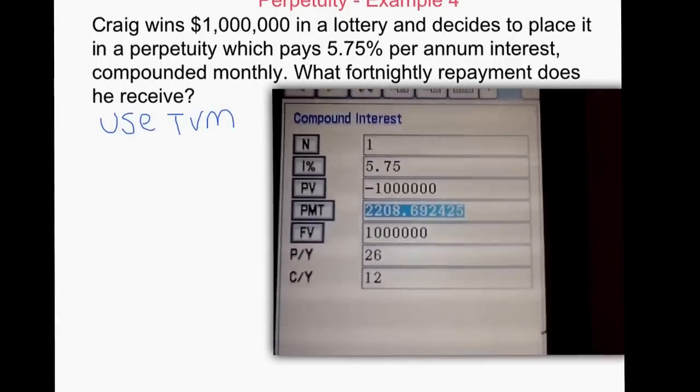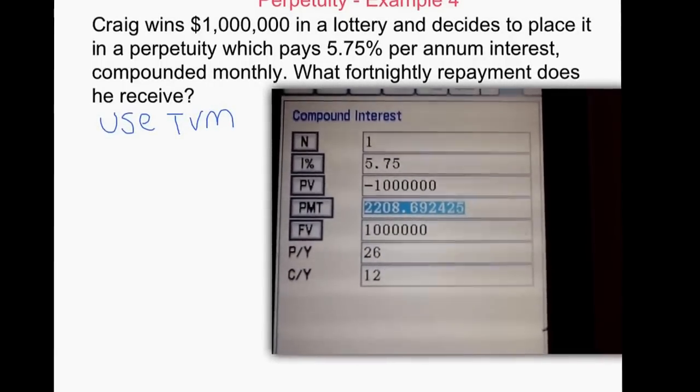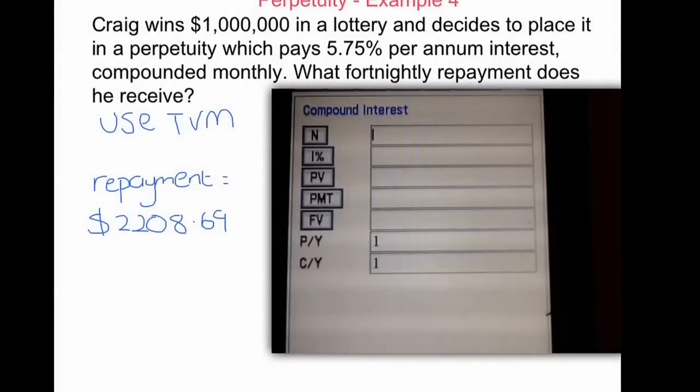So PMT is $2,208.69. So Craig receives $2,208.69 per fortnight.